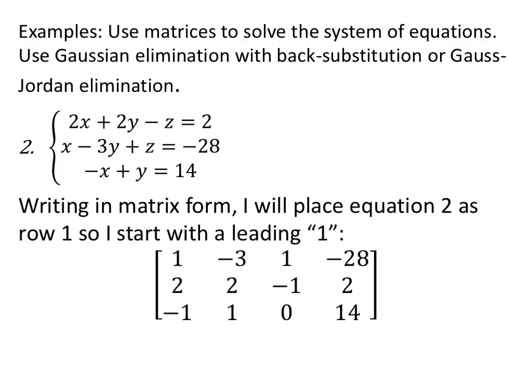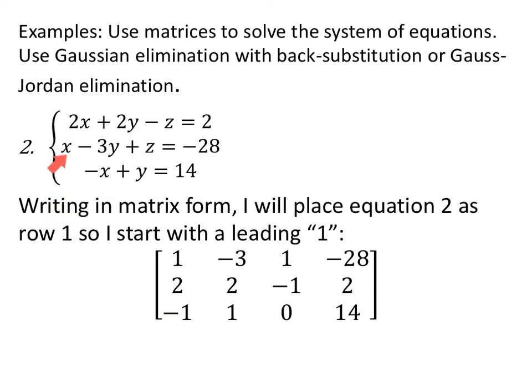Alright, last example. So, we take our system of equations, 2x plus 2y minus z equals 2, x minus 3y plus z equals negative 28, and negative x plus y, notice no z's, so I'll have a 0 in there, equals 14. But as I'm writing in matrix form, I don't want to write the matrix and then say, oh, hey, look, I could swap.